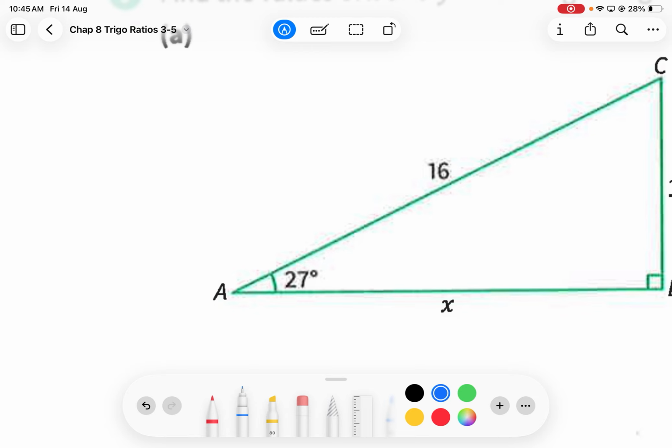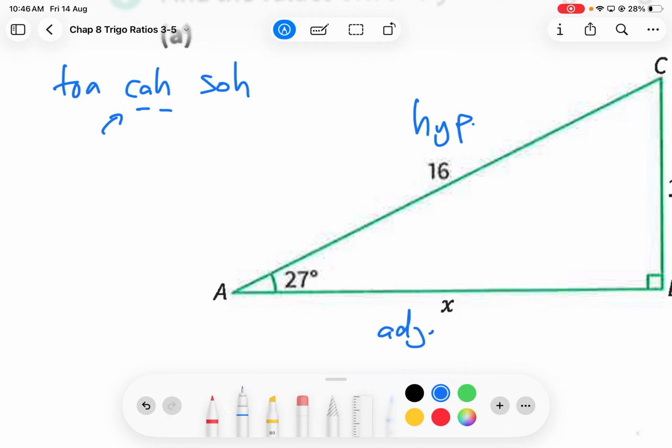This one, x is touching my 27. It is the adjacent. 16 is my hypotenuse. I want to link them together. Adjacent, hypotenuse. Toa, Cah, Soh, A and H. So I should be using cosine. Then I form the equation, I write down: cosine 27 equals adjacent over hypotenuse.